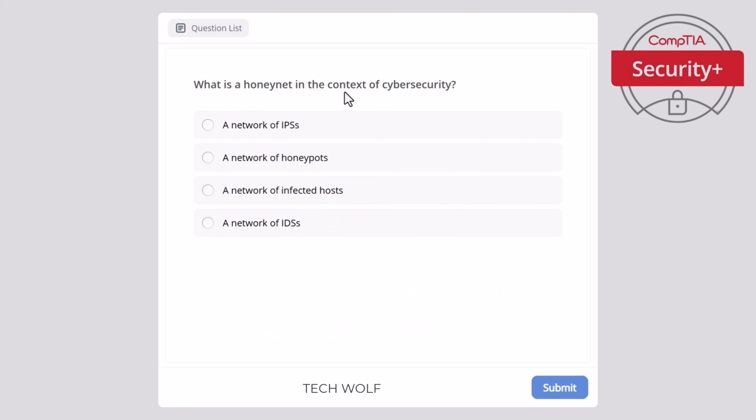What is a honeynet in the context of cybersecurity? A network of IPSes, a network of honeypots, a network of infected hosts, or a network of IDSes? And the correct answer here is a network of honeypots.